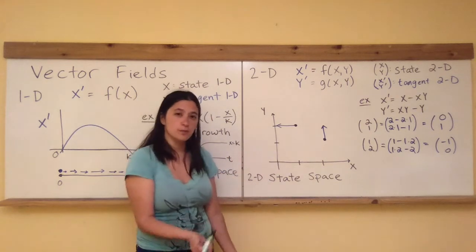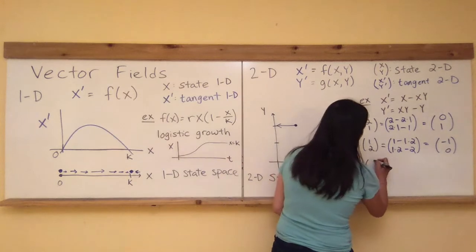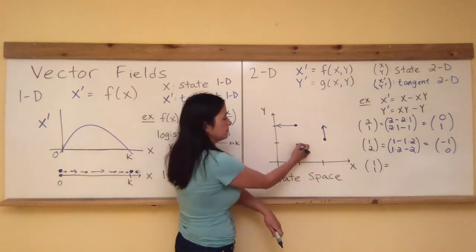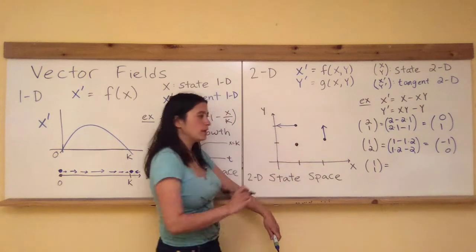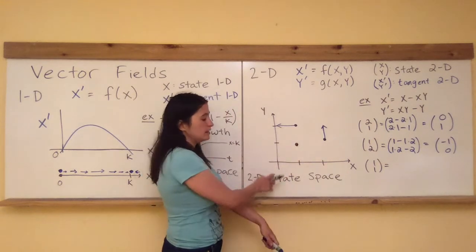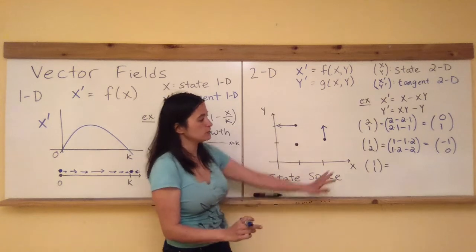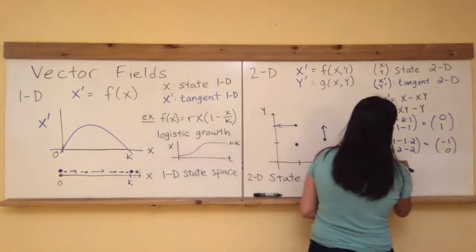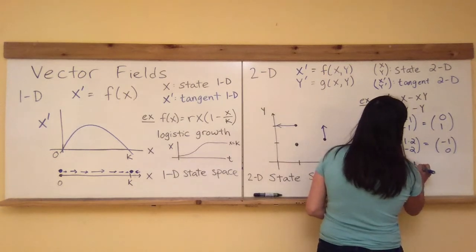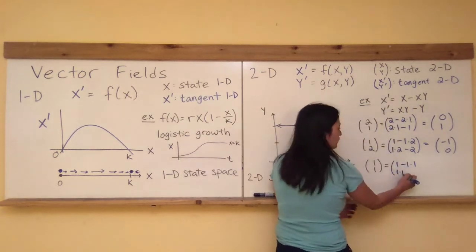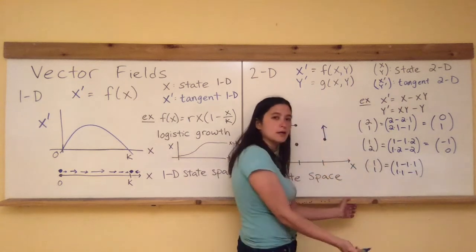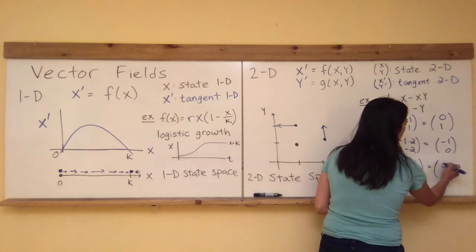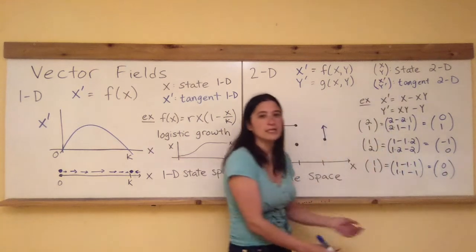Let's just try this one more time. Maybe I would like to pick a point like 1, 1, which is right smack dab in the middle of my whole thing. So here's the point 1, 1. Again, in order to compute the vector field, I'll just plug in 1 for x and 1 for y into the f and g recipes. So I get 1 minus 1 times 1 on the top and 1 times 1 minus 1 on the bottom. And it turns out when those are all 1s, I get, for my vector field at that point, 0, 0.